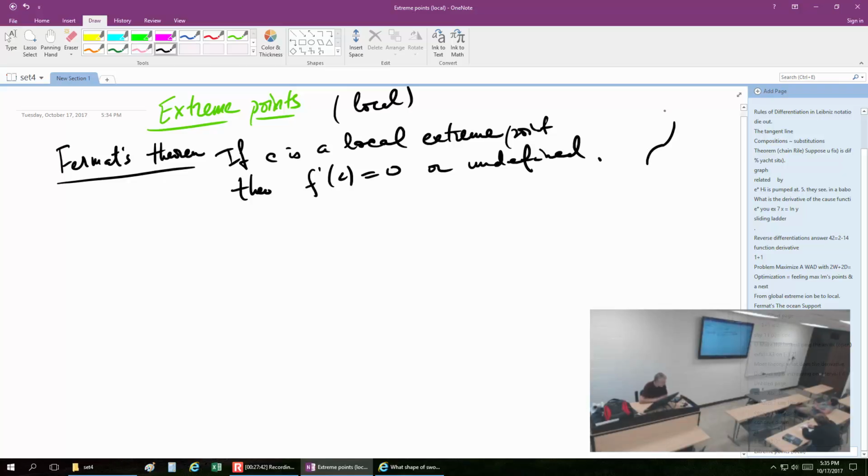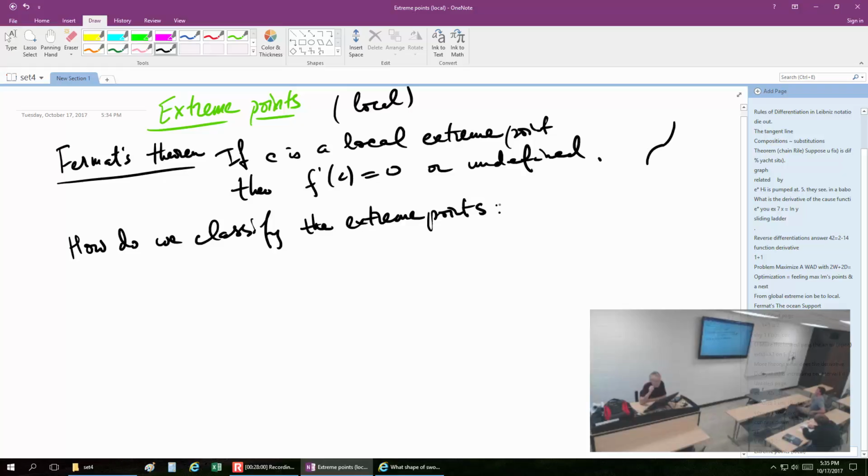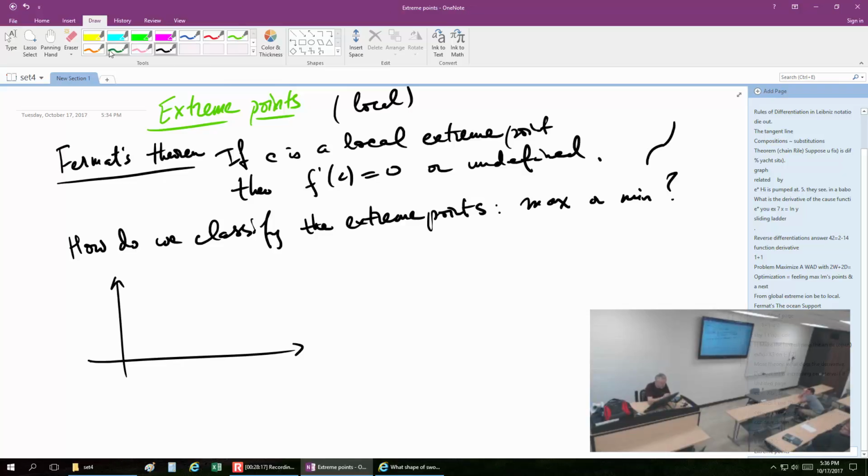Okay, so that suggests a different look. How do we classify the extreme points? That's the question. And by classify, I mean it's not a large classification. It's either maximum or minimum. How can we tell which one it is? And the answer is actually the first answer. There will be two. It is the increasing and decreasing behavior changes.